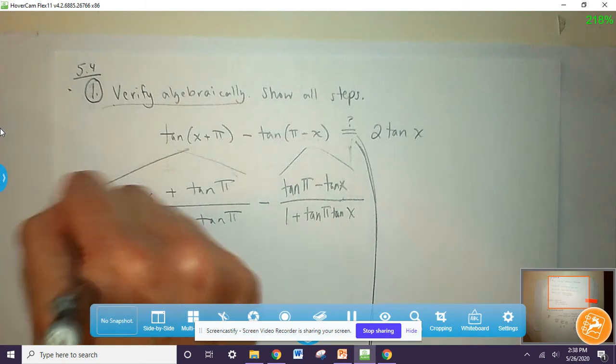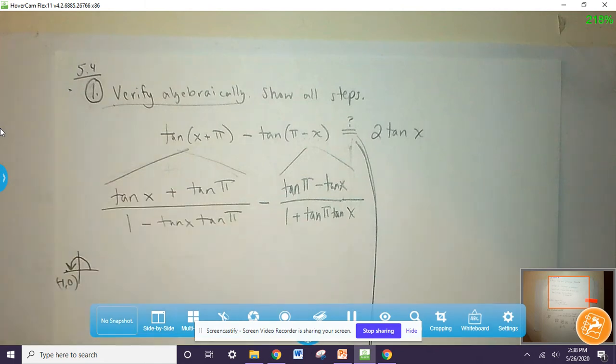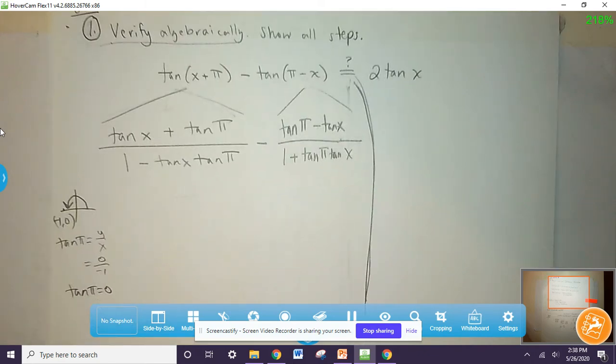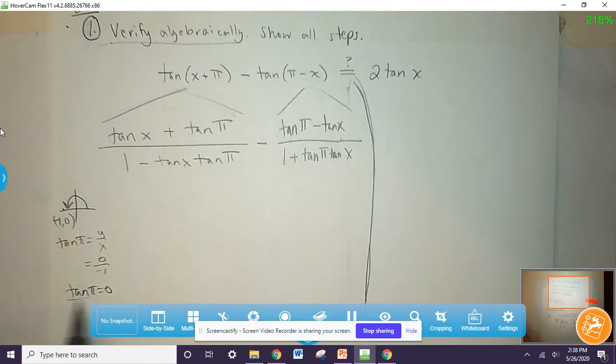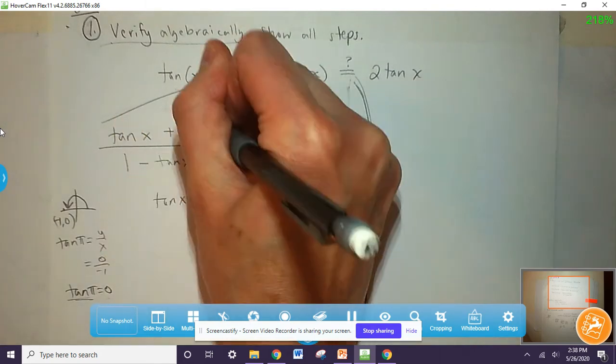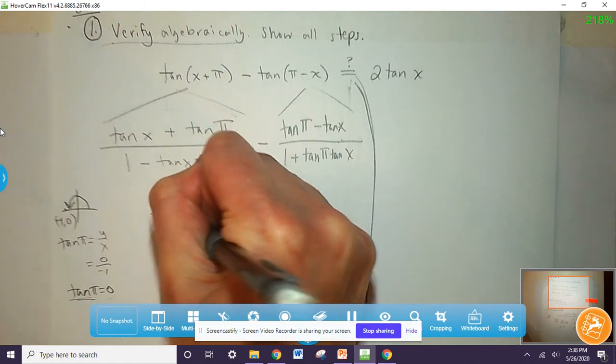So if we think of pi or sketch pi, we can find the tangent of pi. The point on the terminal side is (-1, 0). And since tangent's definition is y over x, we get 0 over -1, and the tangent of pi is 0. So what that means is, on the left-hand side here, anywhere we see the tangent of pi, we can replace it with 0. So in this fraction, the tangent of pi becomes 0 in the numerator, and in the denominator, the tangent of pi becomes 0.